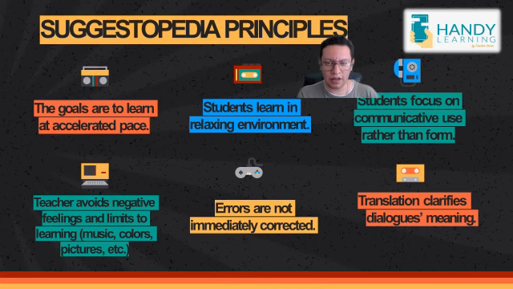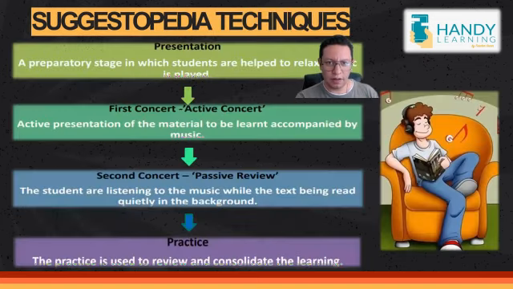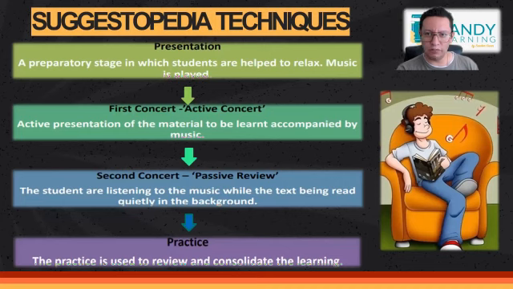And translation is also allowed because, as Lozanov says, it clarifies dialogues and meaning, and it makes it clearer for students to learn. Definitely, the Suggestopedia method was not created for teaching young learners, aka children. It was meant to teach adults because of its own teaching framework. The Suggestopedia class should go like this. There is a presentation, and then there are two other moments that are called first and second concerts, and finally, the practice.